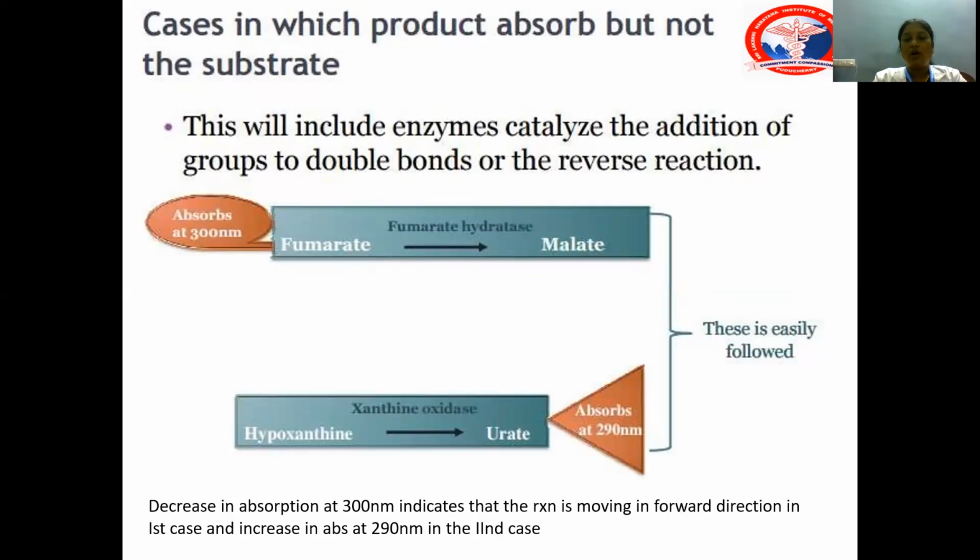urate will absorb light at 290 nanometer in the UV region, but it is a product. Here hypoxanthine is converted to urate with the help of xanthine oxidase. So the appearance of product over time can be measured because urate is easily measured at 290 nanometer. The decrease in absorption at 300 nanometer indicates that the reaction is moving in the forward direction in the first case, and the increase in absorbance at 290 nanometer in the second case.